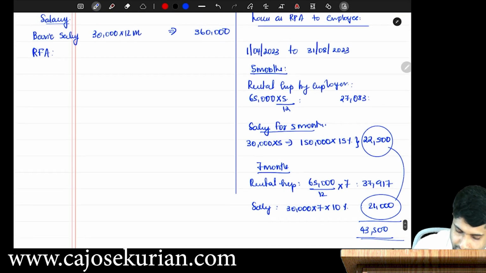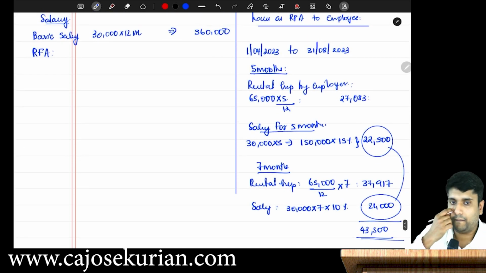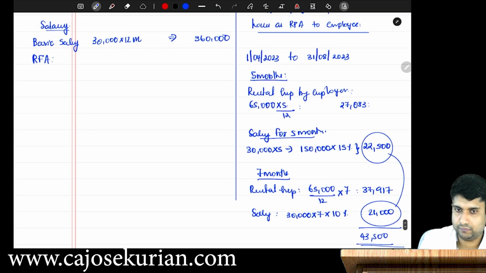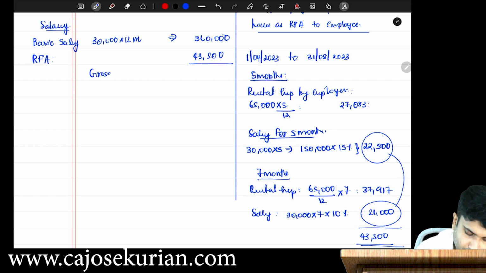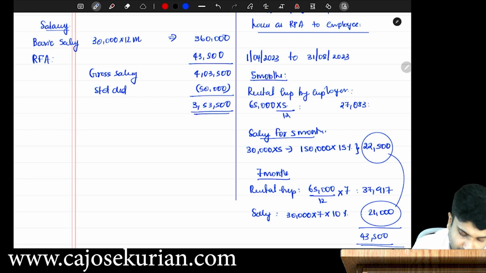Are you all with me? Yeah, take a note of this, okay. This is the crux. So how much is the total RFA? 43,500. Now, can you tell me how much is the gross salary? Gross salary 4 lakh 3,500. From that you can deduct what? Standard deduction of 50,000. And how much is it after the 50,000 standard deduction? 3 lakh 53,500.